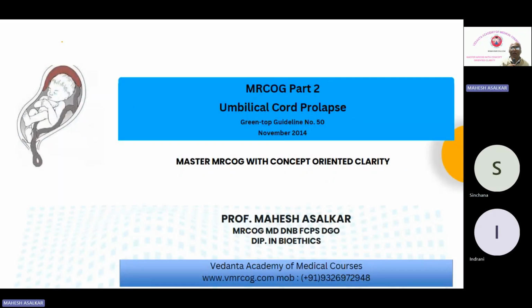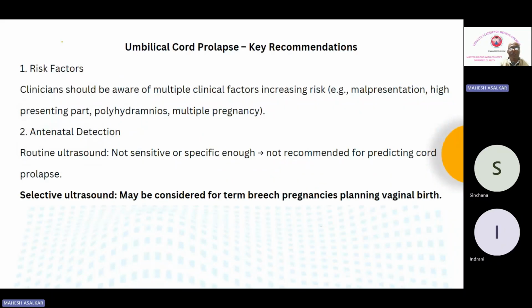So the next topic is umbilical cord prolapse. Again, this is Green-top Guideline number 50. We begin with our tagline, Master MRCOG with concept-oriented clarity. So, umbilical cord prolapse: what are the key recommendations?